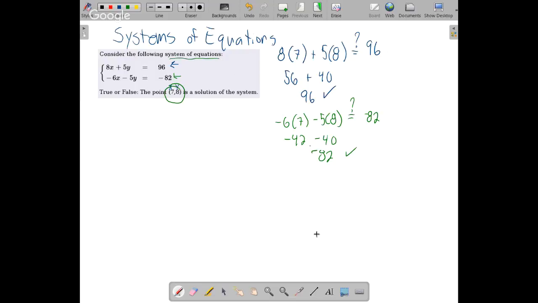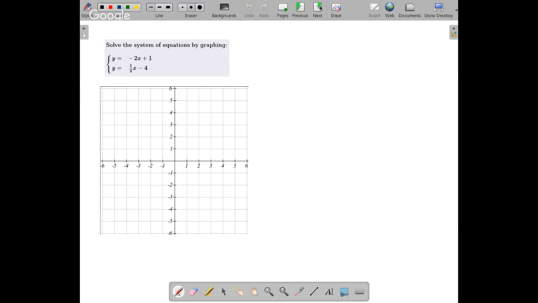of equations. And after we solve a system in various ways, we do want to plug back into both equations and check. So let's try solving some systems. This one we're asked to solve by graphing, and I'm going to use the point-slope method. So we'll graph this one first.